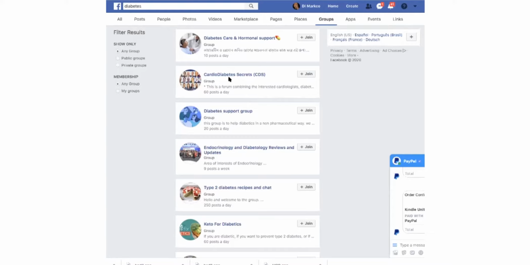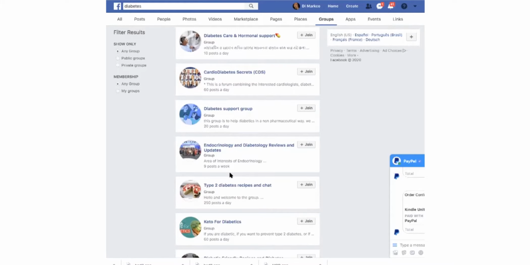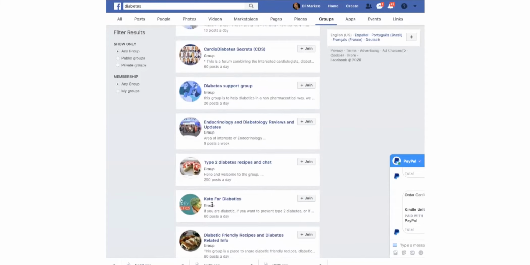So this has cardio, diabetes secrets, diabetes support. Remember, you want to join a group that you can post in. So this group has 60 posts. The first thing you want to look at is the amount of posts that are in the group, because you don't want to go in a group that's 9 posts, 10 posts. Some of those groups won't even let you post in them. So you want to go to a group that has like 250 posts. Look at that group. That's 250 posts. Then you want to open it up.